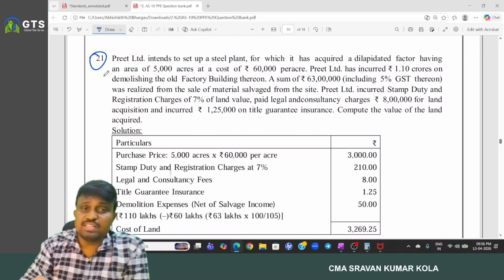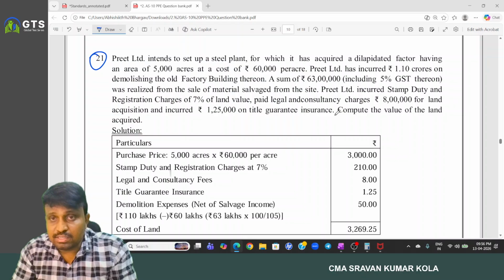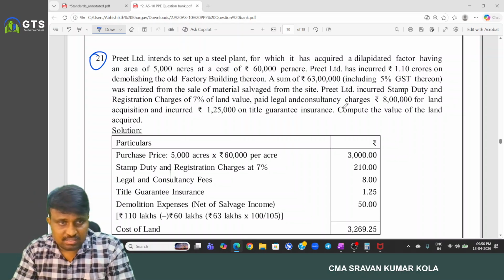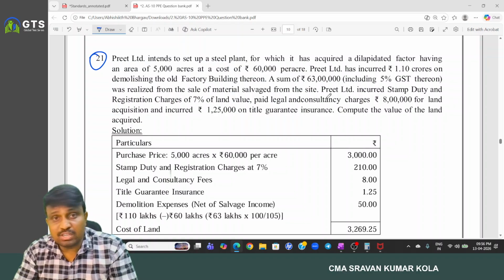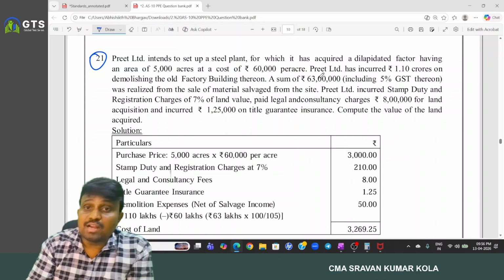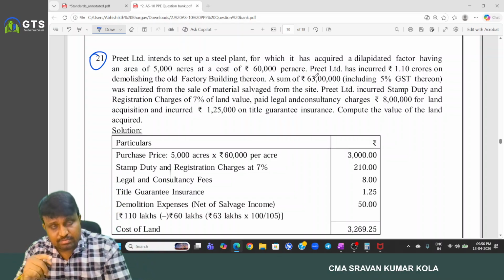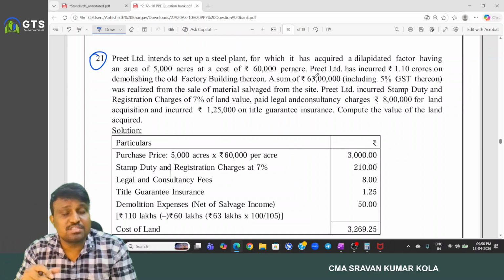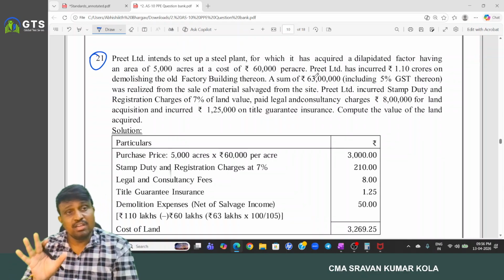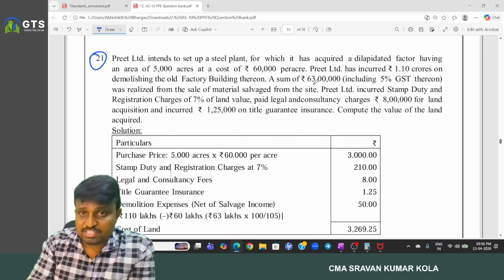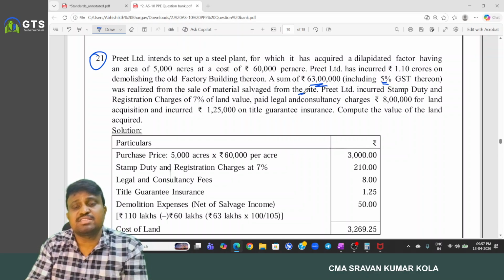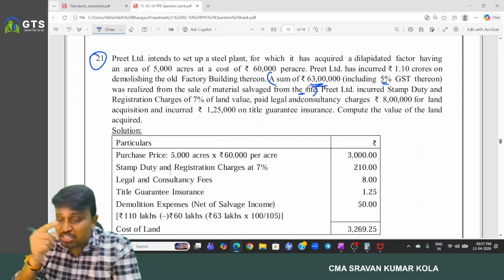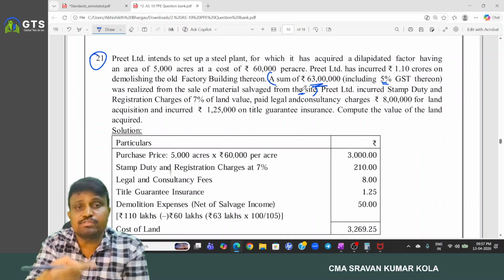Preet Limited intends to set up a steel plant for which it acquired a dilapidated factory having an area of 5,000 acres at a cost of 60,000 per acre, and Preet Limited incurred 1.1 crore on demolishing the old factory. And remember, any demolishing expenses incurred for demolition of the old building where the new building has to be constructed are also treated as part of the cost of the asset. A sum of 63 lakh, including 5% GST, was realized from the sale of materials salvaged from the site. But any income directly attributable in relation to the asset is reduced from the cost of PPE.